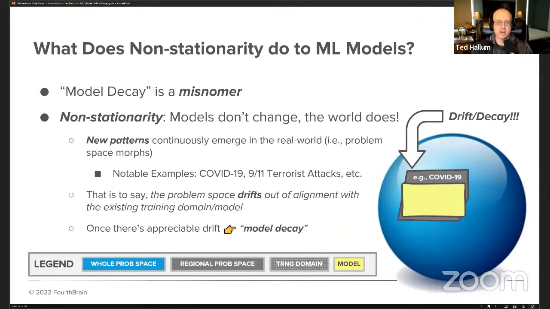It's important to note that the models themselves don't change. So when we talk about model decay, that's a little bit of a misnomer. The model is static. The problem essentially is that the world around the model is changing. And then when that happens, the model doesn't know what to do with those new patterns that emerge in the world. So you could say that the problem space drifts out of alignment with the existing training domain and model. That would be a great way to understand the problem of drift.